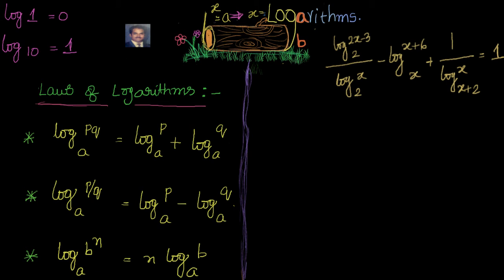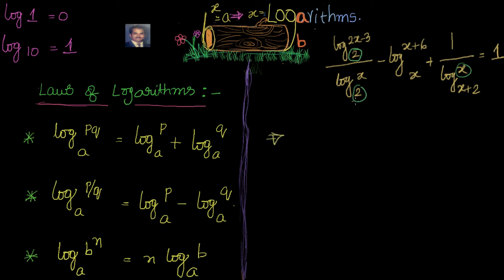Now have a look at that. You can make a couple of observations. One is both of them are to the base 2, and if I take the reciprocal, this will become base x. This is already in base x, and if I take the reciprocal this also will become base x. So let's go ahead and do that.